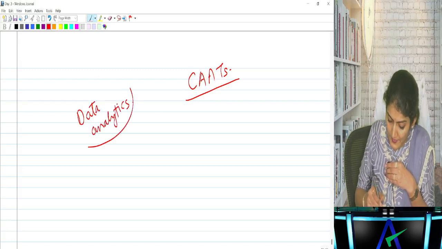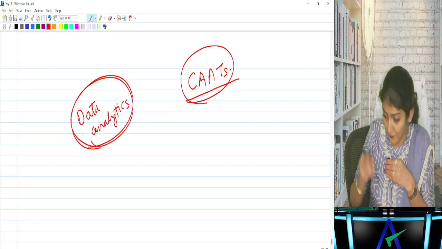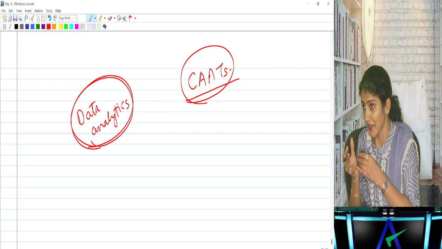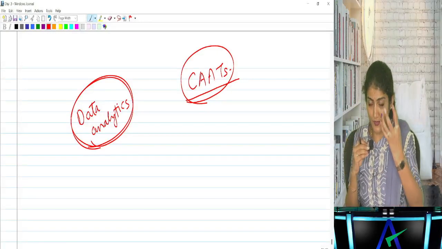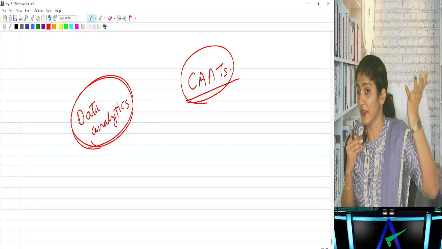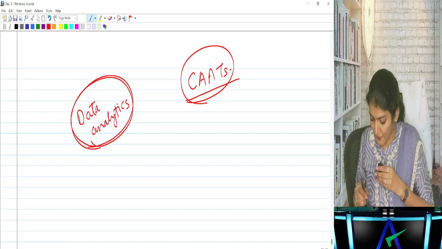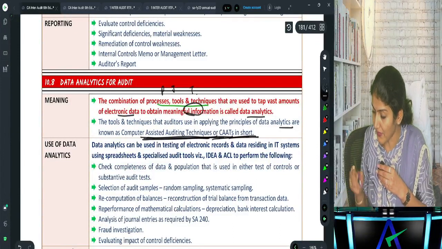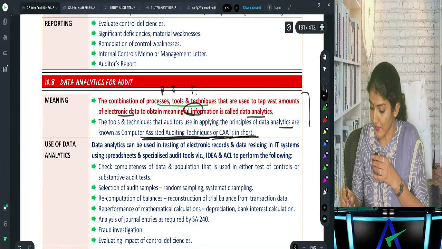Nothing new. It's just old wine in a new bottle. You understand? The concept, the content is the same, but only the name is new. So the data analytics which are used in an audit are referred to as computer assisted audit techniques. Okay, so this is the meaning.